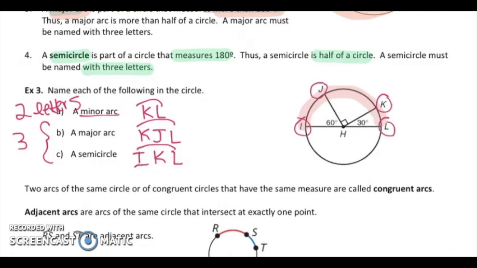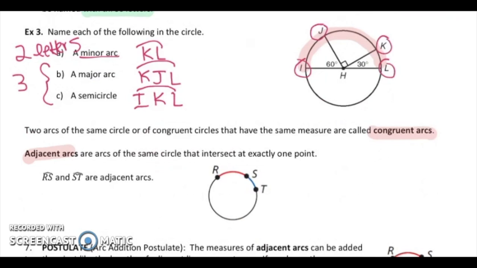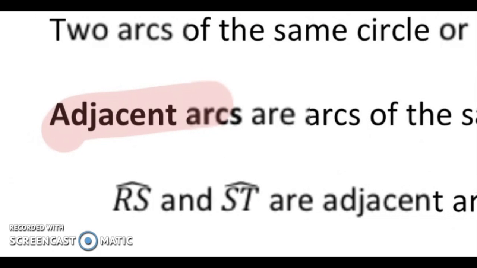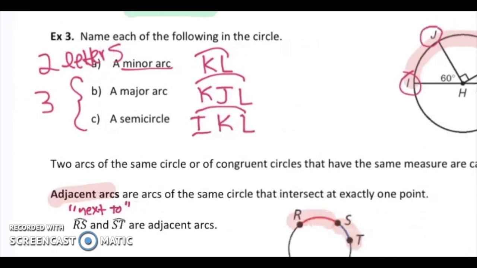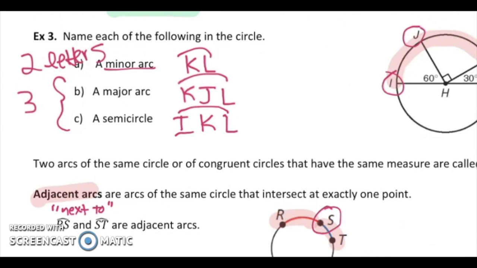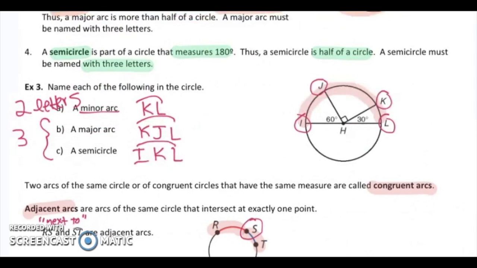2 arcs of a circle are congruent if they have the same measure. We call those congruent arcs. And adjacent arcs are any arcs that share exactly one endpoint. So adjacent we know means next to, right? Adjacent should make us think next to. And so these 2 arcs that are next to each other that share one endpoint, those are adjacent arcs.